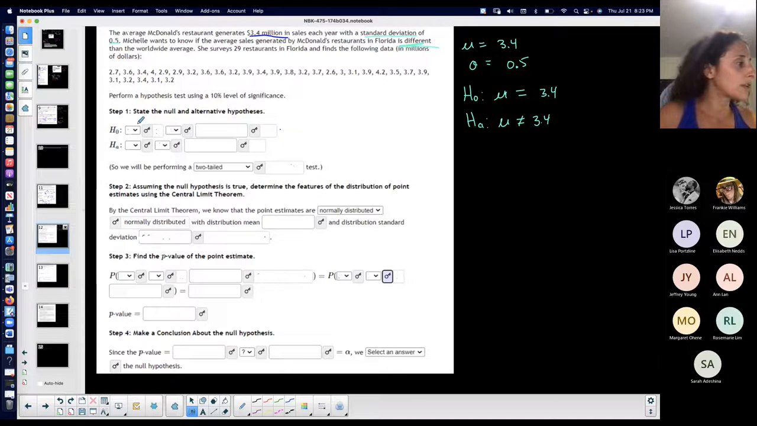But your drop-down menu here, your options are either P or mu. And yeah, you're not doing P yet, that's next week, but how do you determine which one it is? You're running a test about an average. So this is mu.